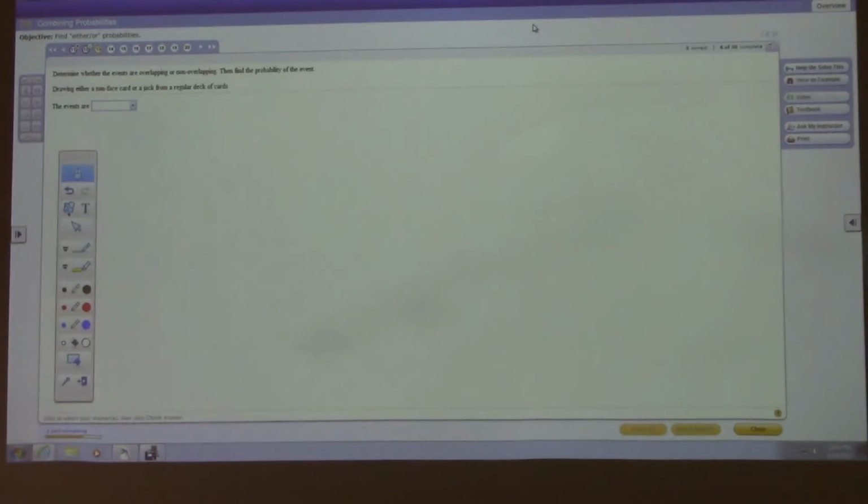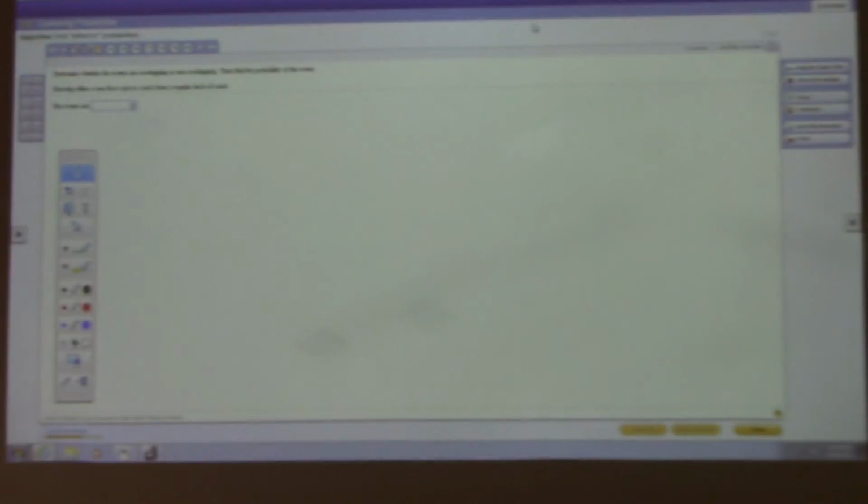Now, how many non-face cards are there? There's 10 per suit. So that'd be 10 times 4, which is 40. And how many jacks are there? 4.